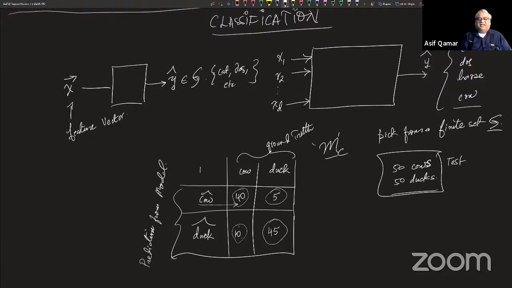Now, is this a good thing? Where are the mistakes? If your model identifies lots of ducks as ducks, that is a good thing. Likewise, if it identifies cows as cows, that is a good thing. On the other hand, a duck being confused to be a cow, or a cow being confused to be a duck, that is a bad thing. Those are mistakes, or the word we more often use, errors. These red ones are errors, and the green ones are correct answers or correct predictions.